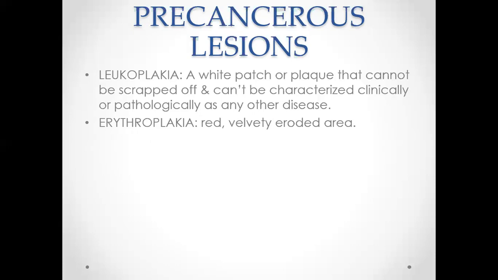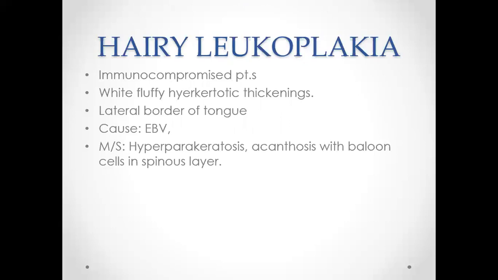And erythroplakia is, as the name indicates, erythro means red. So it appears as a red, velvety, eroded area. So these are the two precancerous conditions of the oral cavity, leukoplakia and erythroplakia. And under the microscope, there is hyperparakeratosis, acanthosis, and with balloon cells in the spinous layer.